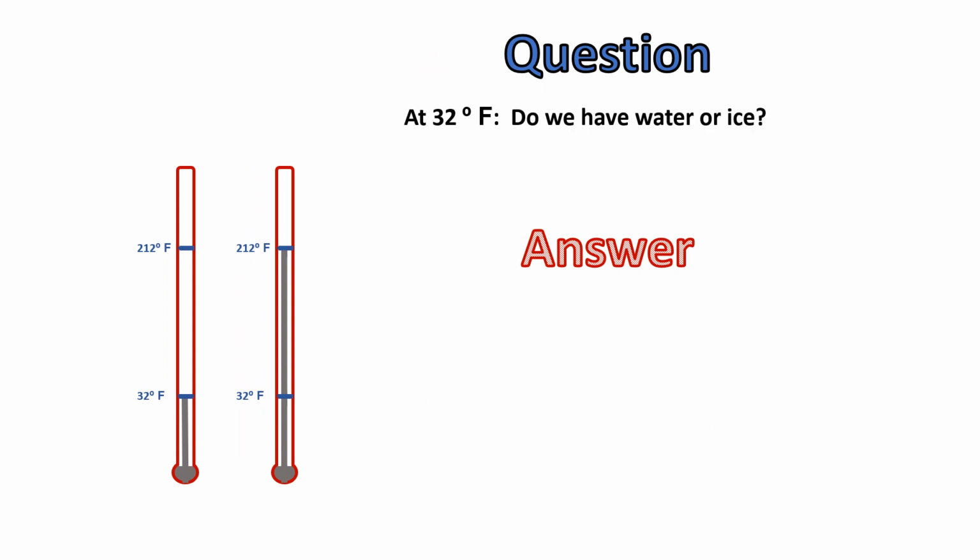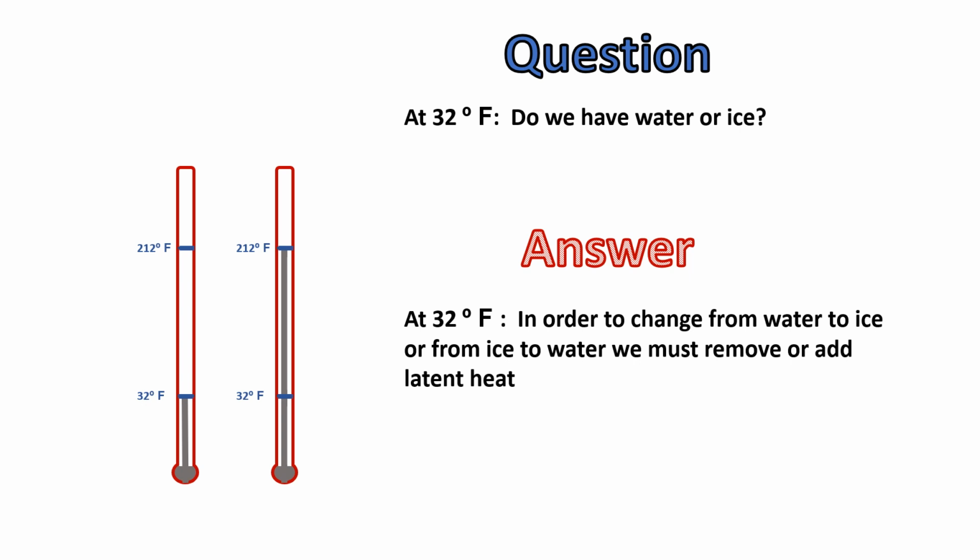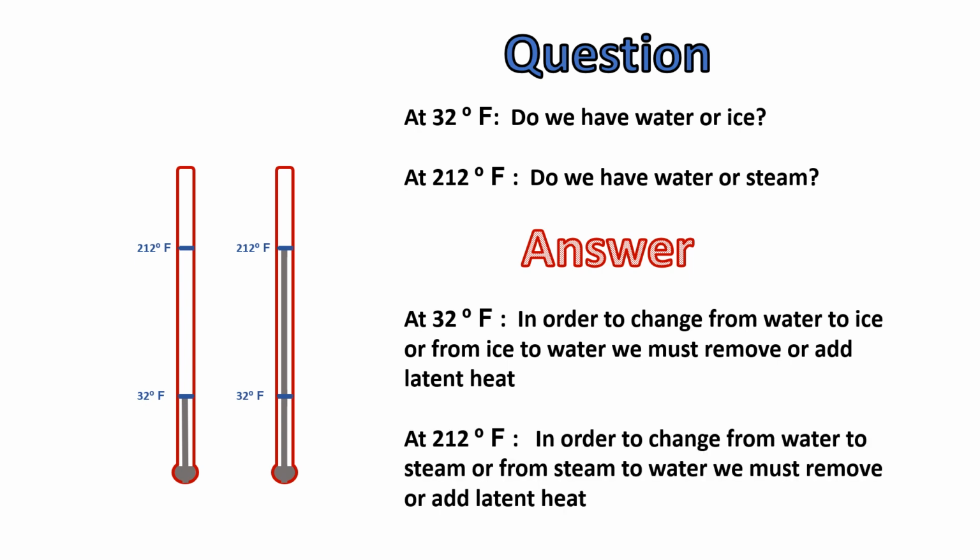At 32 degrees Fahrenheit, do we have water or ice? At 32 degrees Fahrenheit, in order to change from water to ice or from ice to water, we must remove or add latent heat. At 212 degrees Fahrenheit, do we have water or steam? At 212 degrees Fahrenheit, in order to change from water to steam or from steam to water, we must remove or add latent heat.